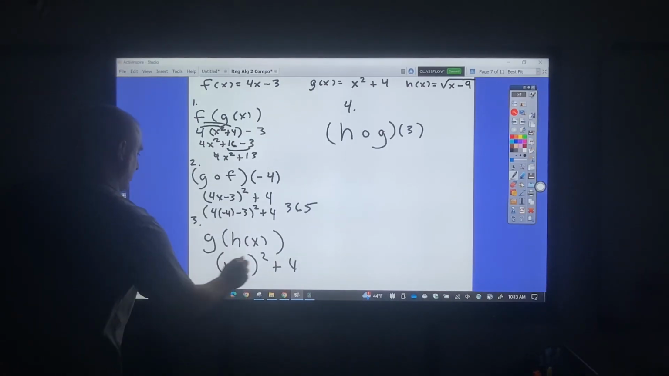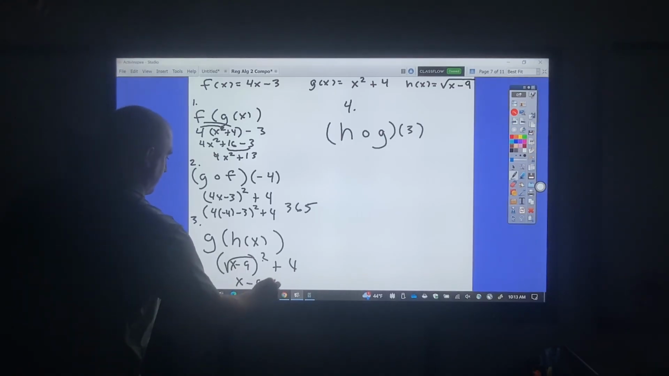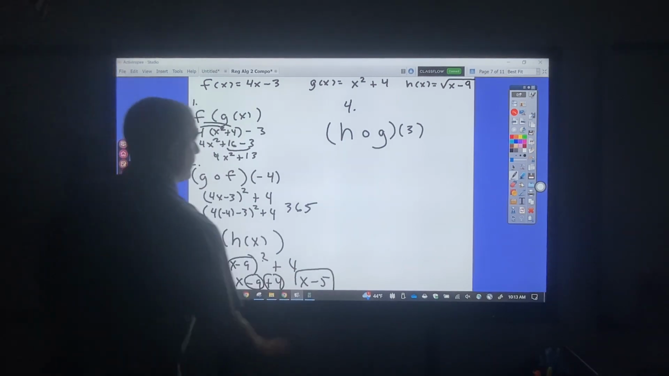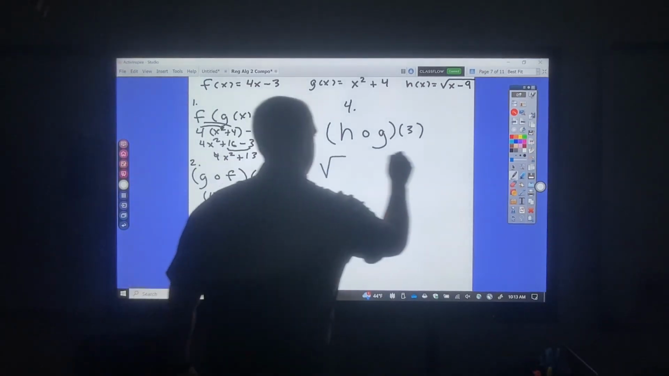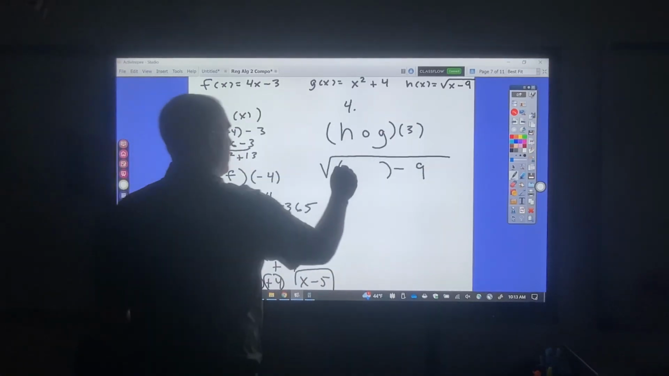Okay, all right. G of h, so start with the G function. Put in h, the square. Now, since that's an x, I got to do the operation. That's squared. It's going to be minus 9 plus 4. I just combine those. It's x minus 5. Okay? This one, h, g.